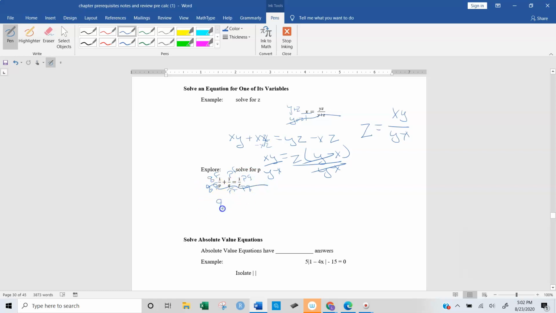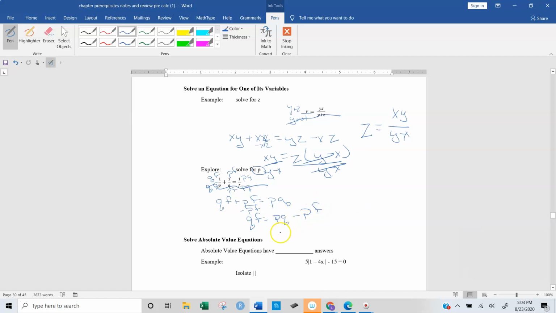So now we have qf plus pf equals pq. I'm solving for p. So all the p's have to go on the same side of the equation. So we're going to subtract this guy over. So let's move him. So we're going to subtract the pf. So now we have qf is equal to pq minus pf.